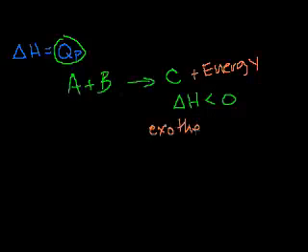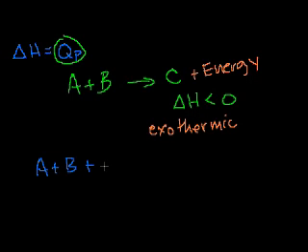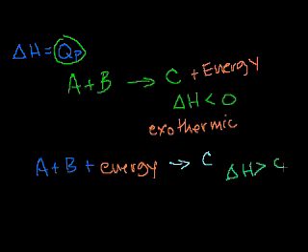Exothermic. And then if you have a reaction on the other side that needs energy, so let's say you have A plus B plus some energy yield C, then what does that mean? Well, that means that the system absorbed energy. The amount of energy you absorbed is your change in enthalpy. So your delta H is going to be positive. You've absorbed energy into the system. And we call these endothermic reactions. Endothermic. You're absorbing heat.